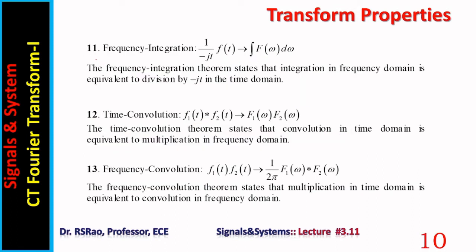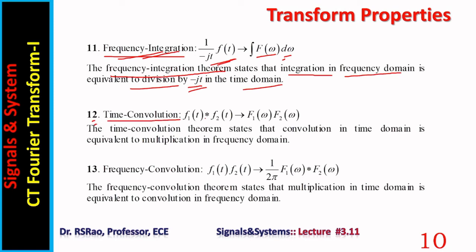Some more properties. Frequency integration. This property says Fourier transform of 1 by minus jt f of t is integral f of omega d omega. The frequency integration theorem, this relation states that integration in frequency domain is equivalent to division by minus jt in the time domain. Another property, time convolution.